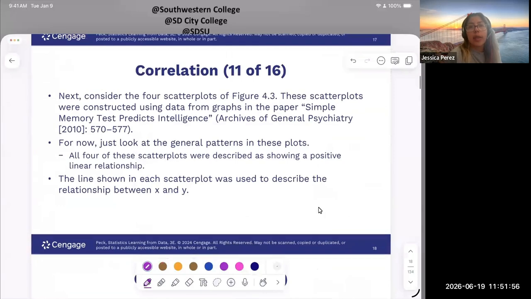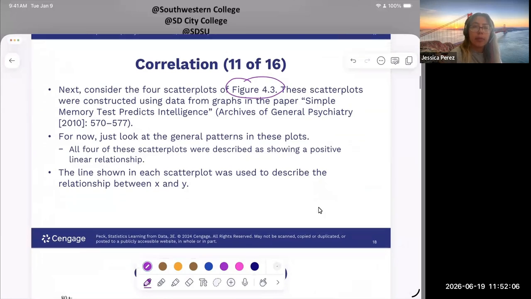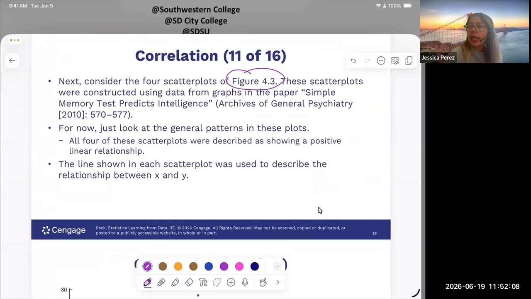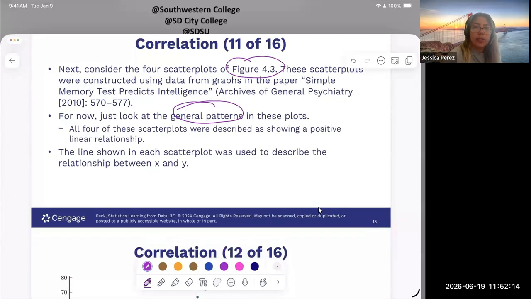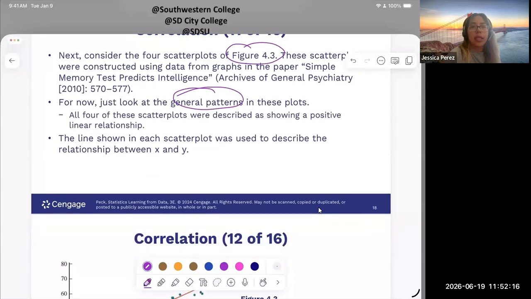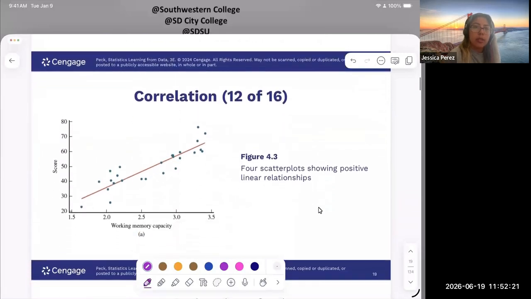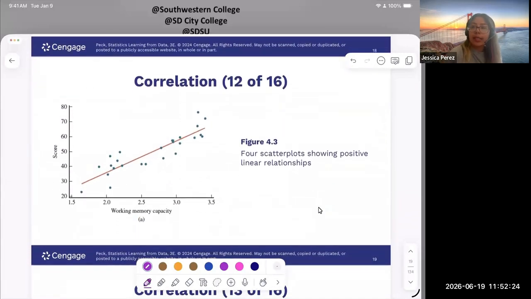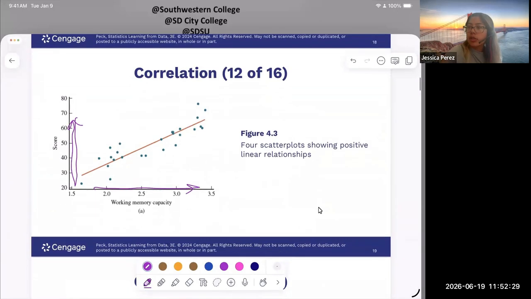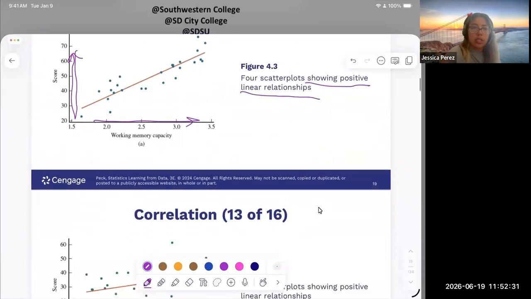Next, consider the 4 scatter plots in figure 4.3. So now we're going to see 4 other scatter plots. These scatter plots were constructed using data from graphs in a paper. What we're trying to look at right now are general patterns in these plots. All 4 of these patterns were described as showing positive linear correlation. The line shown in each scatter plot was used to describe the linear relationship between x and y. Look at the first one. As x increases, my y will increase. So this shows a positive linear correlation relationship.